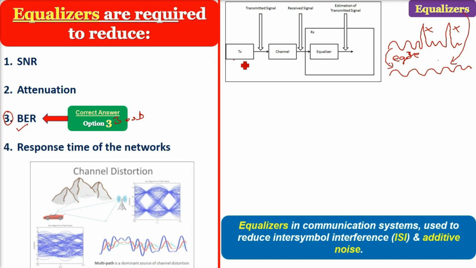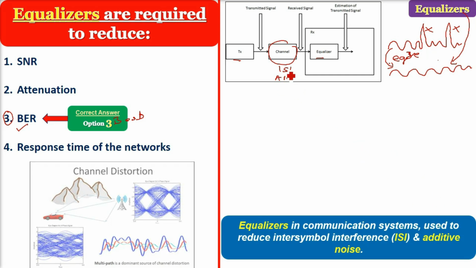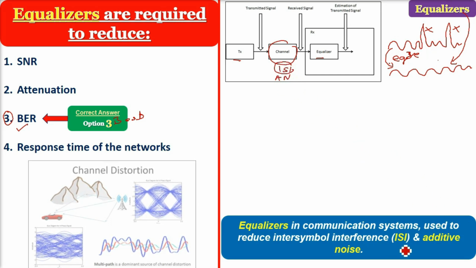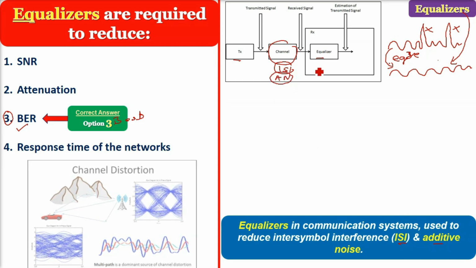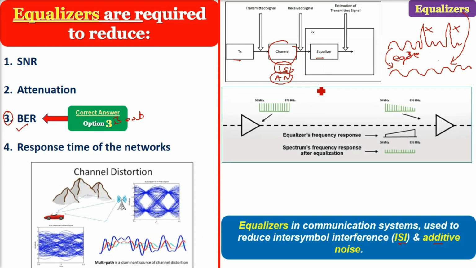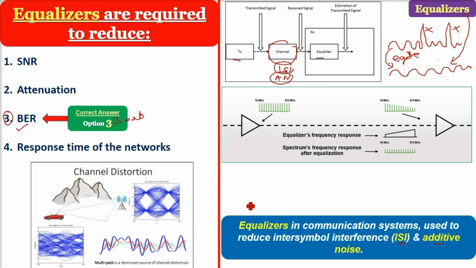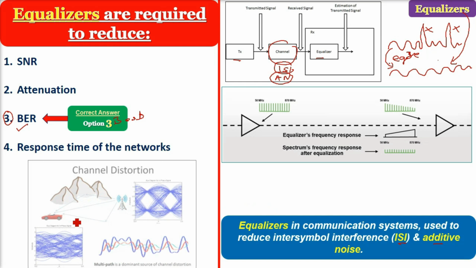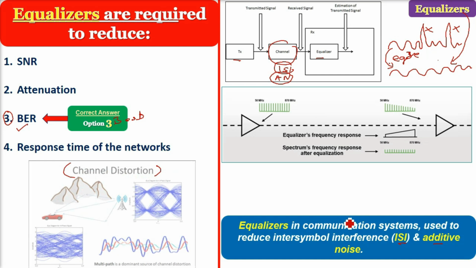When we talk about the communication system, we have a transmitter, and the transmitted signal passes through a channel. When it is received, it is not in a position where it can be used. So we need to use equalization. Equalizers in a communication system are used to reduce the ISI, inter-symbol interference, and the additive noise. ISI occurs when the transmitted pulse spreads out due to the channel's dispersive nature, causing adjacent pulses or waveforms to overlap with one another.